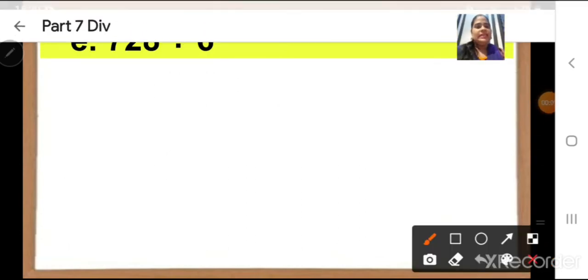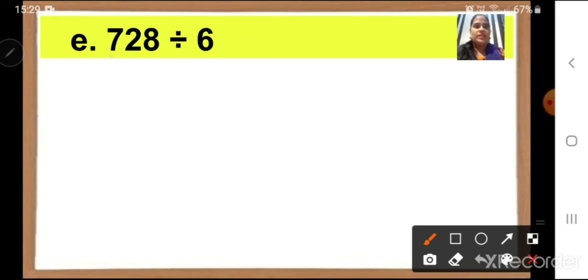Next one is 728 divided by 6. Okay. Children, first make the bracket, write the dividend 728 divided by 6. Let us divide. The first number is 7. It is greater than our divisor, so we can divide. If it is smaller then we cannot divide. In that case, we have to take the next number also. Okay, 2 digits then we have to take.